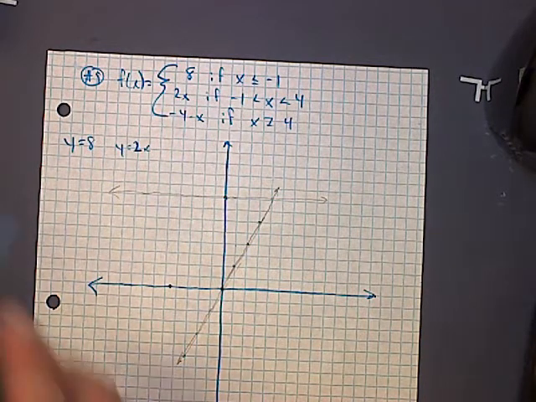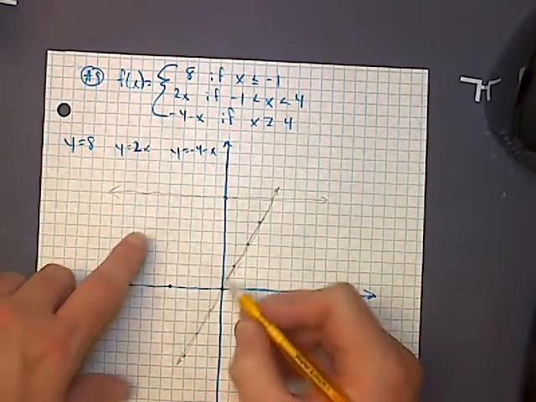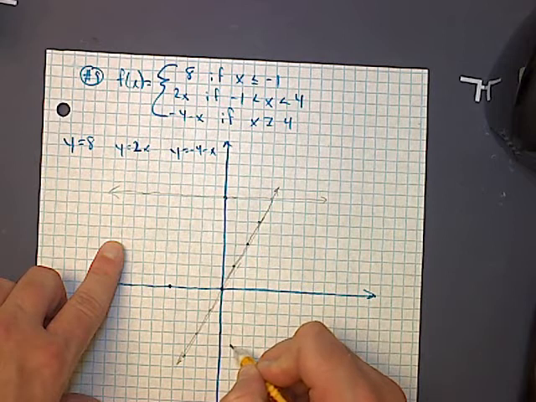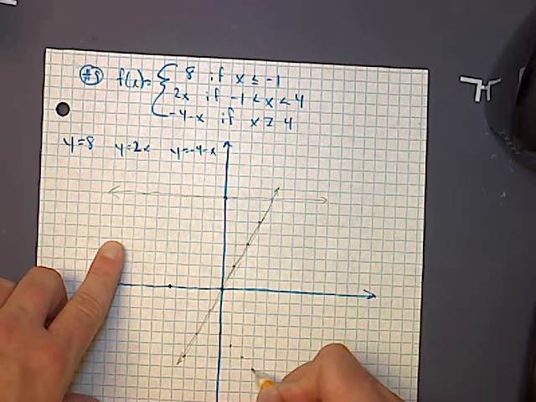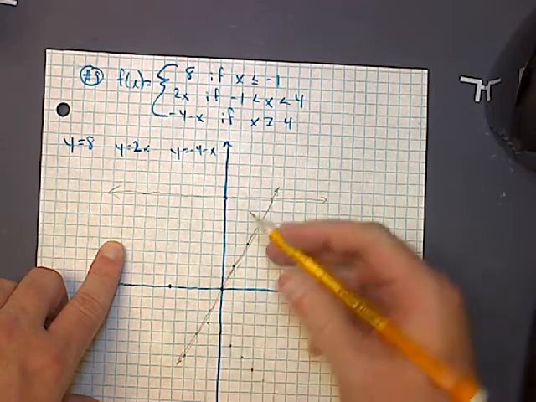And then you have y equals negative 4 minus x. Negative 4 is the y-intercept. 1, 2, 3, 4. Slope is down 1 over 1, down 1 over 1, down 1 over 1, and backwards.